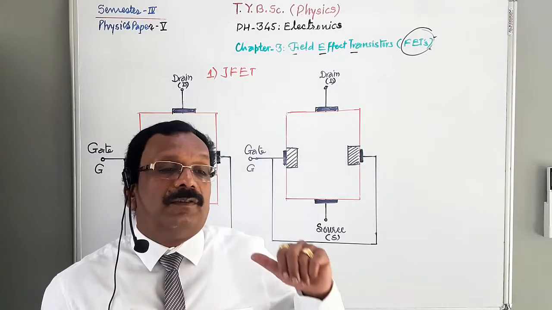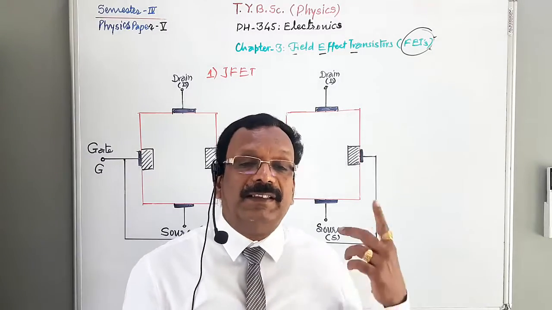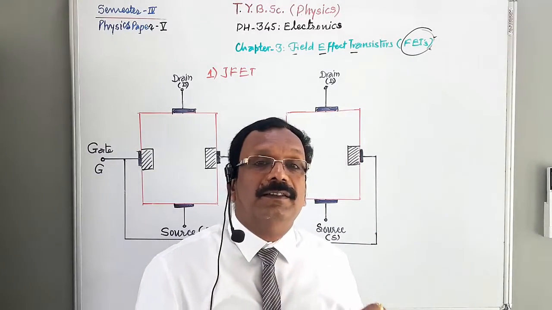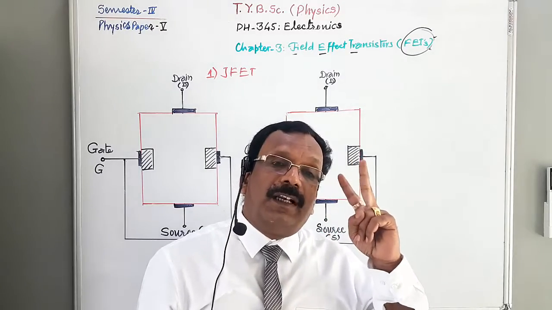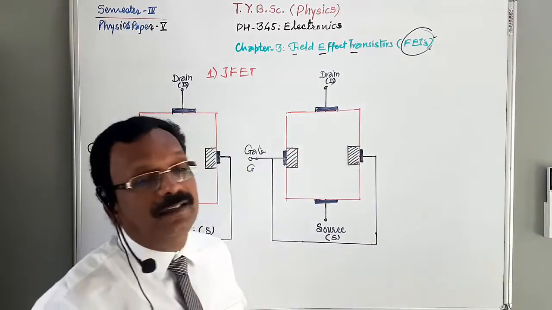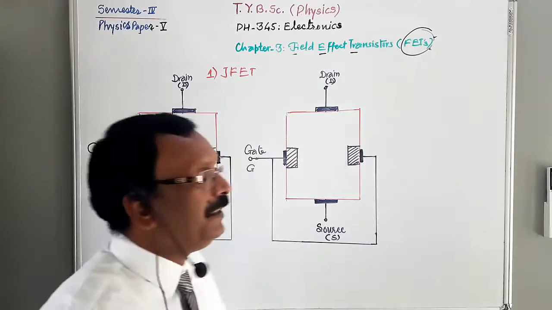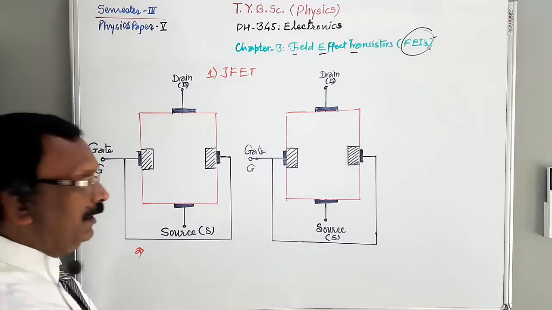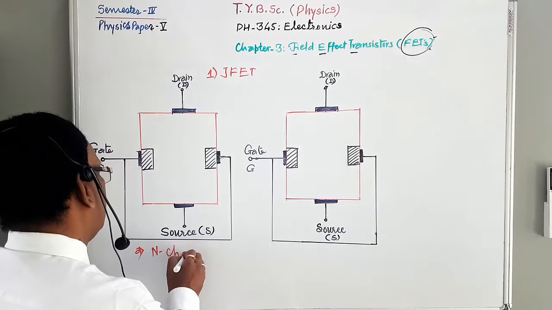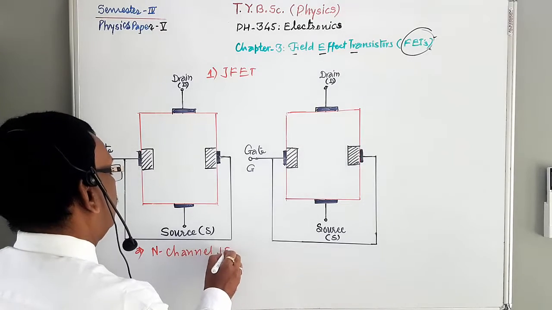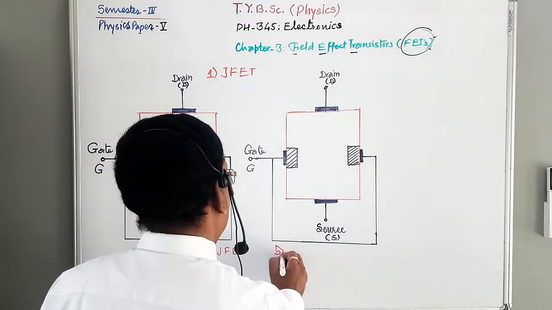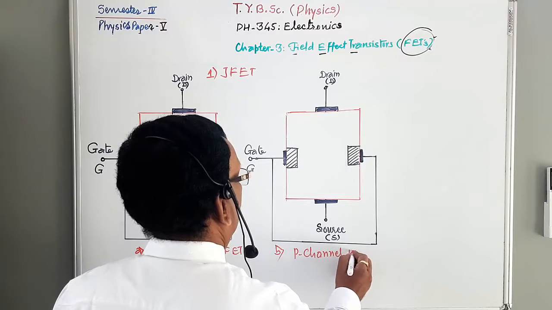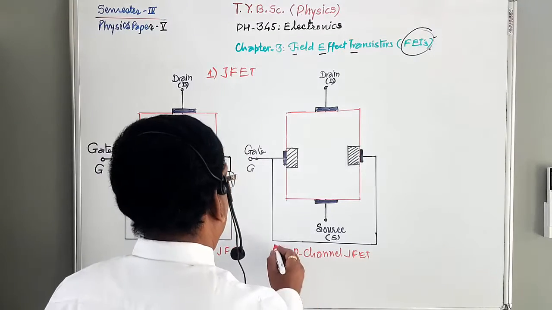Now the junction field effect transistor, that is JFET, can again be divided into two categories, N channel and P channel. This is figure A, which represents the N channel JFET, and this figure represents the P channel JFET.